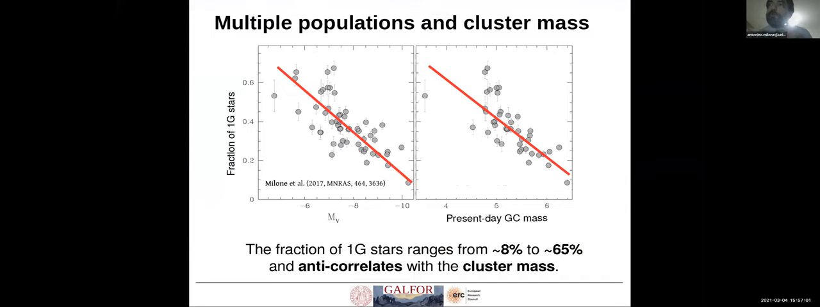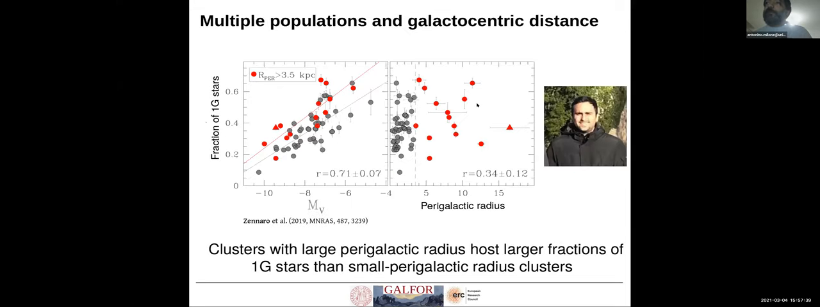So one thing that I said is that the fraction of first generation stars changes from cluster to cluster. And we have this clear correlation with the cluster mass. More massive clusters have a lower fraction of first generation stars, while low-mass clusters have a lot of first generation stars, up to 60% in the Milky Way. High mass clusters have only a few percent of first generation stars. But we also know that there is a scatter. Clusters with the same mass can have different fractions of first generation stars. So we need a second parameter, at least, to understand this phenomenon.